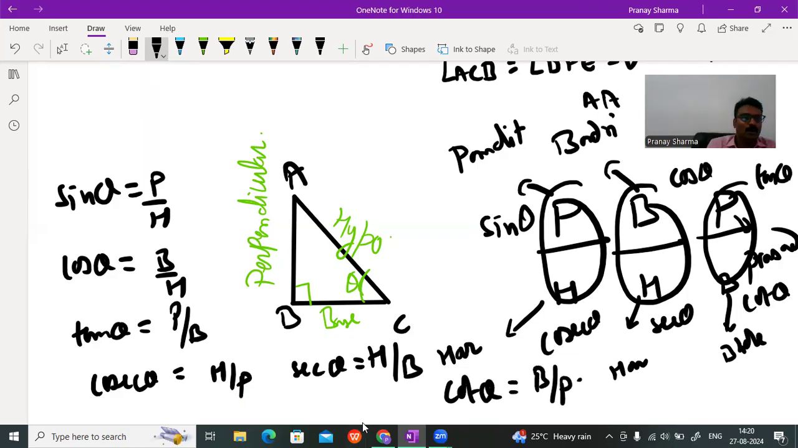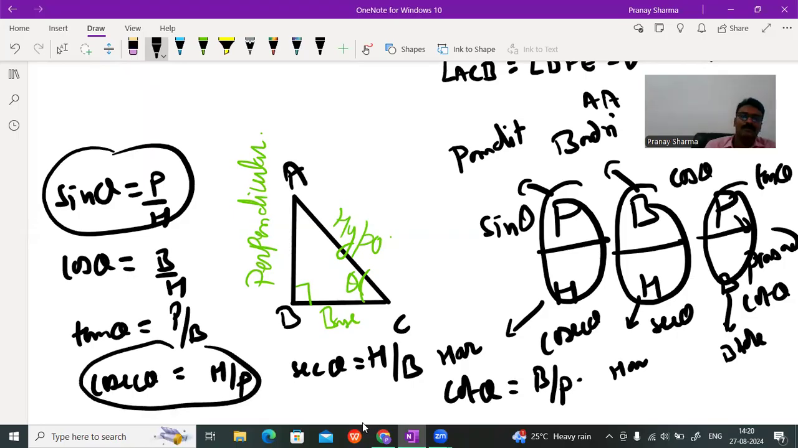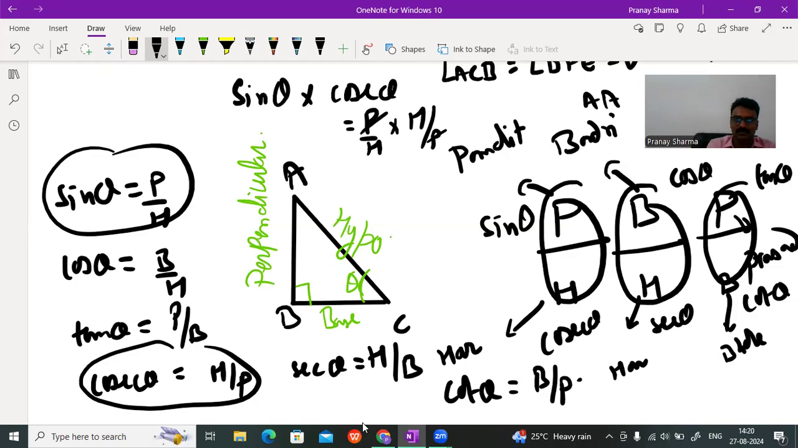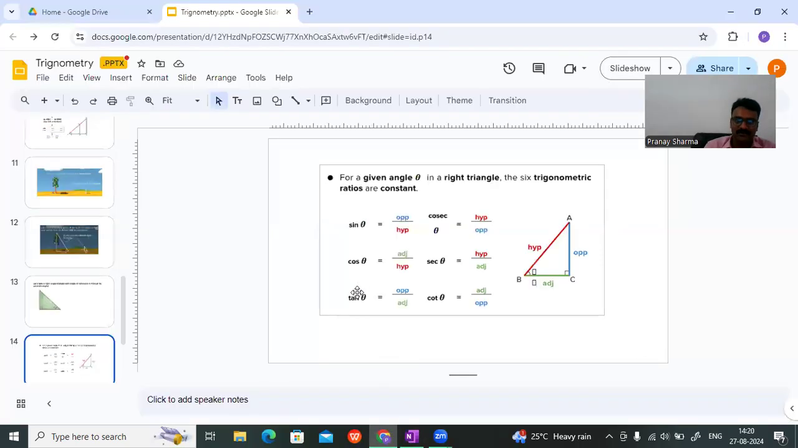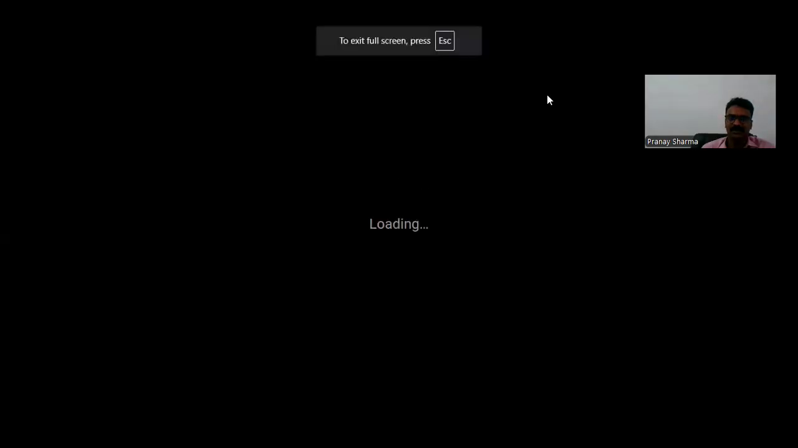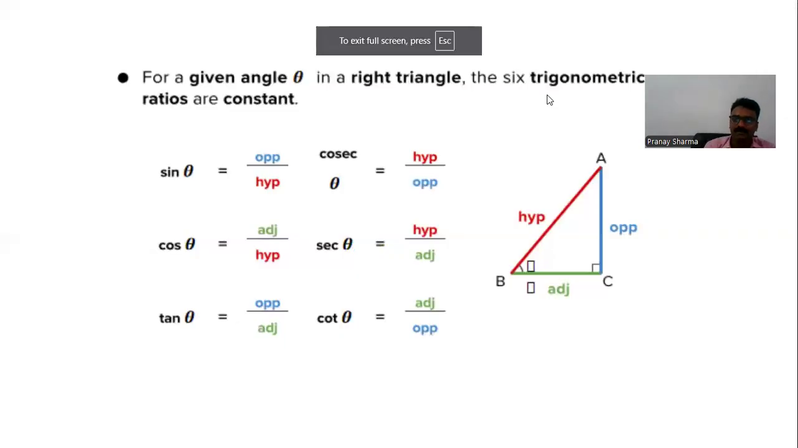Now, if you carefully observe, the reciprocal of this is this. That means if you multiply sine and cosec, you'll get 1. Let us try this. So I'm multiplying sine theta into cosec theta. Let us see what I'll get, which is nothing but P over H into H over P. This will cancel out, and we'll get 1. Right? So let us move to our slides now. Probably this is going to be the last slide. I hope this particular part is clear.